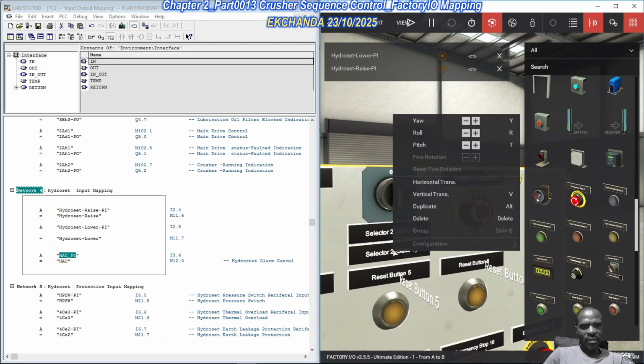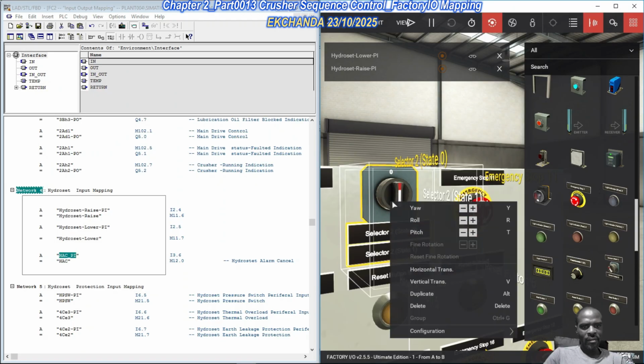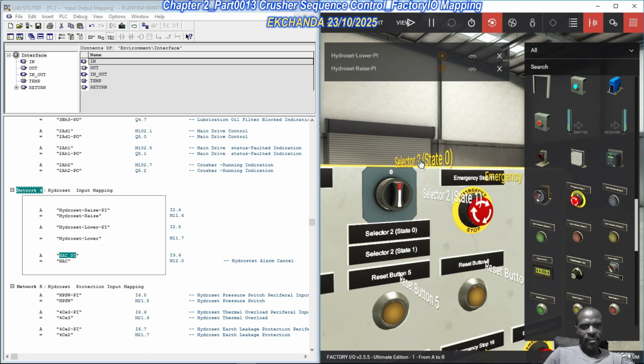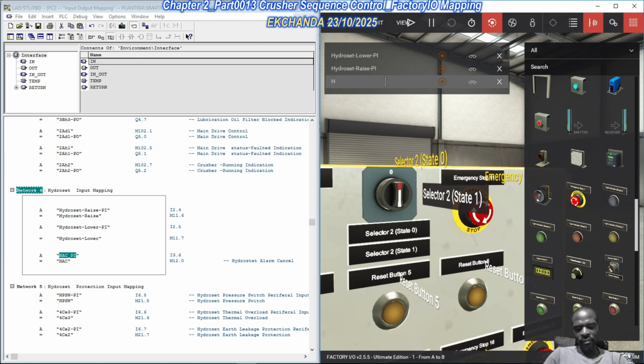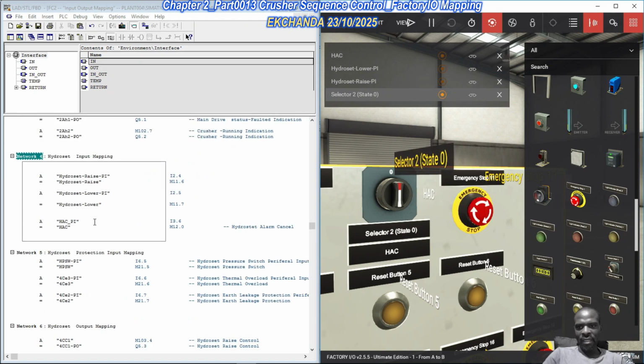Then do we have the operation configuration, 2 positions? Okay, nothing on 0. And then this one is going to be position state 1. Select the switch to state 1. This is hydroset alarm cancel, so HSC. Oh, that takes care of hydroset alarm cancel.